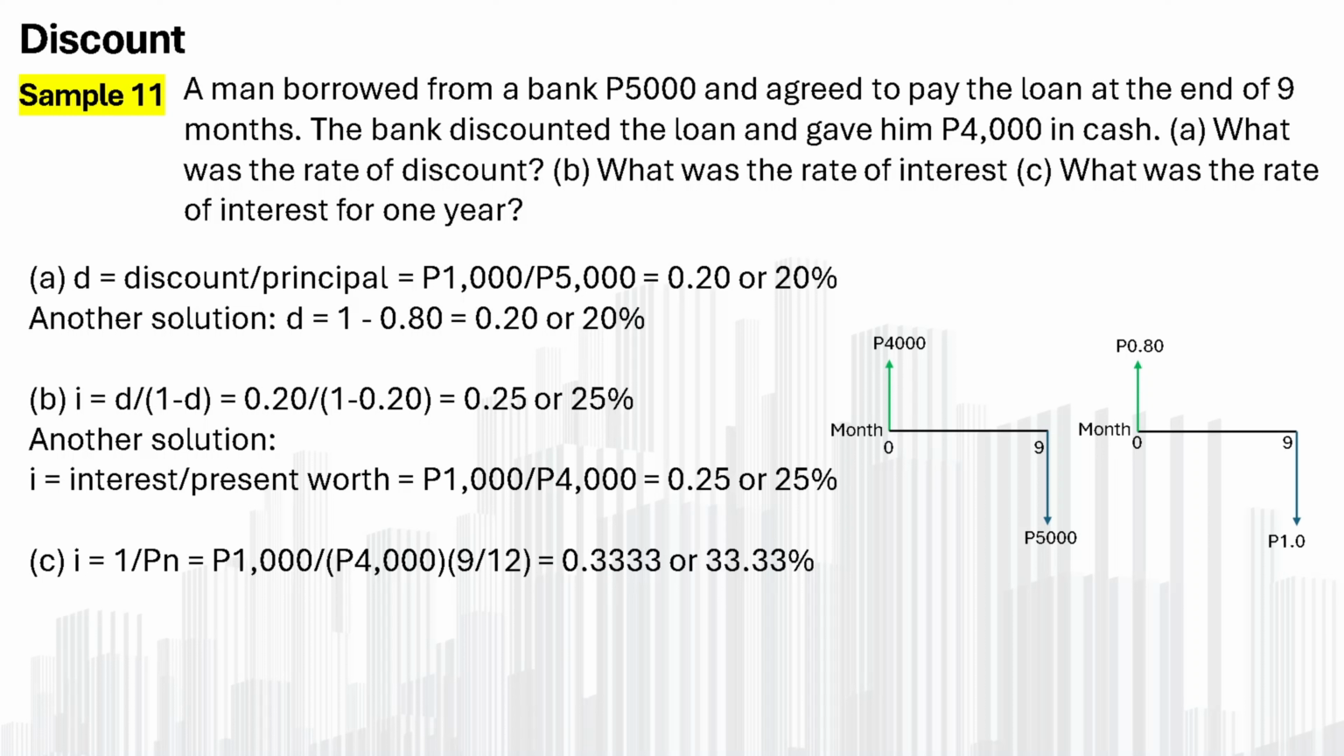And then finally, yung what was the rate of interest for 1 year. So in this particular case, that will be I equals to, dapat yan. So that will be interest accrued over 1 year divided by principal times period. So that's 9 months, diba? So that's gonna be 9 over 12 lang naman dito. So 1,000 divided by the product ng 4,000 and 9 over 12 is equals to 33.33%.